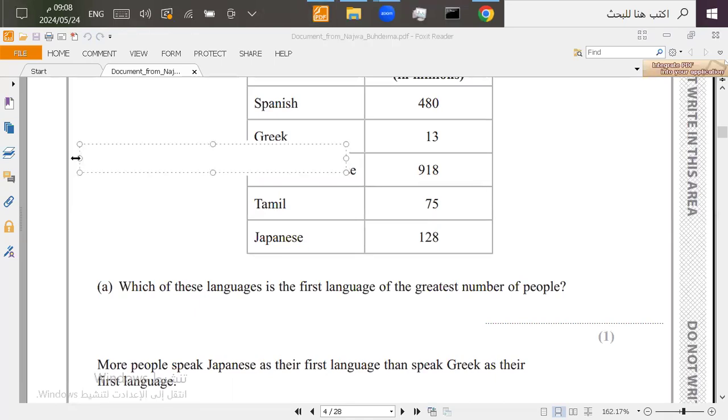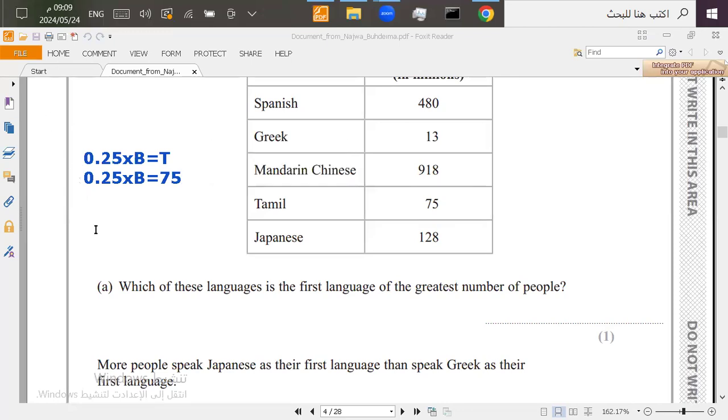So basically, when you multiply 1 over 4, or 0.25, it's the same. So 0.25, when you multiply it by Bengali, you'll get what? You'll get Tamil, which is 75. That's right, Tamil. So 0.25 times Bengali will give you 75, which is Tamil.